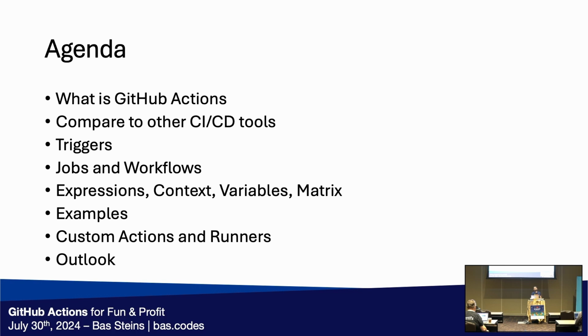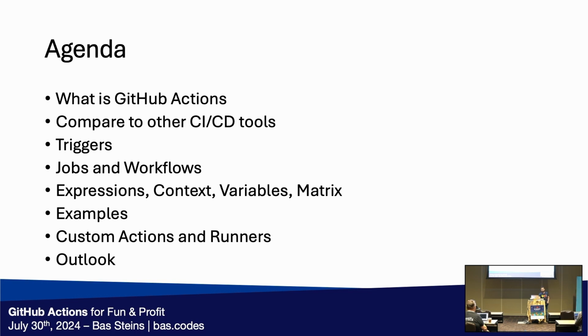So we will have a look at what it actually is and how it compares to similar tools. We will look at what triggers an action run by GitHub Actions. We will create a couple of jobs and workflows on our own. I brought a couple of examples that are a little bit outside the usual CI/CD context, just to have some more fun. And then we have an outlook on what else there is to GitHub Actions.